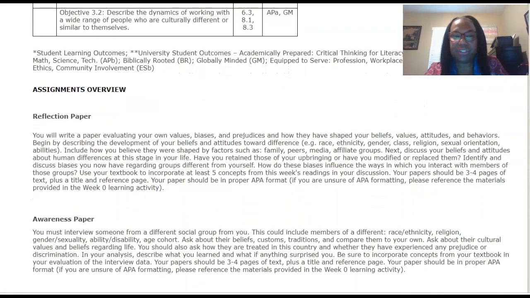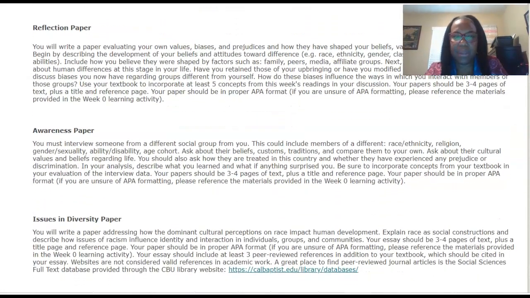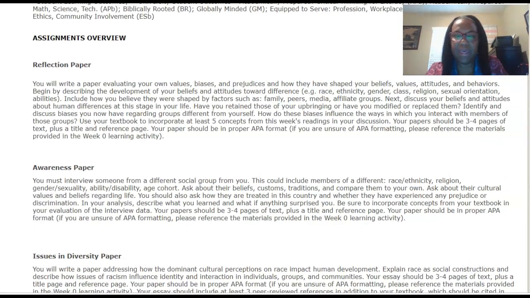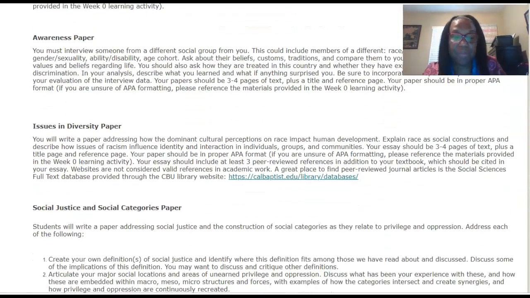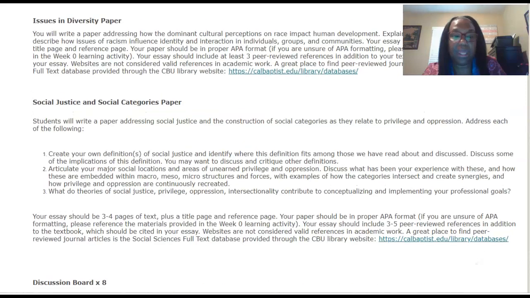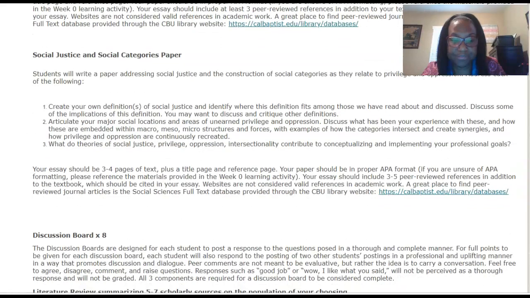So the papers that you will have to do for this class will take place over the 8 weeks. You will start out with the reflection paper, and that is due for week 1, and I'll go a little bit more into details with that when I talk about your learning activity for the week. You will also have an awareness paper that you will do. You will have an issues in diversity paper, and then your final paper will be the social justice and social categories paper, and you will give an extensive review of all that you've learned from the class, addressing 3 of the components from the information that you have learned.